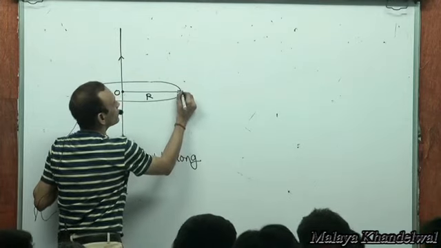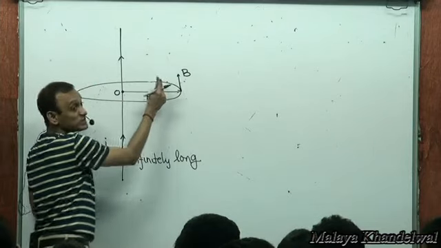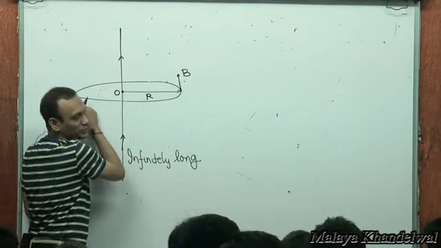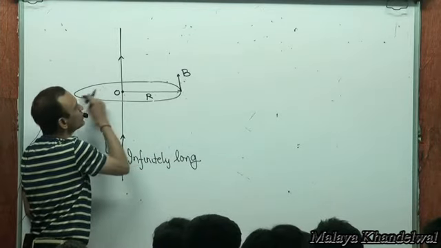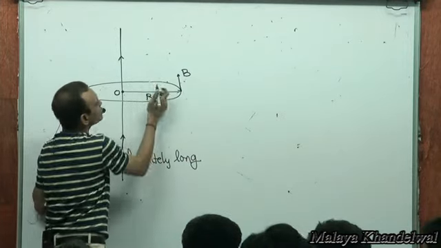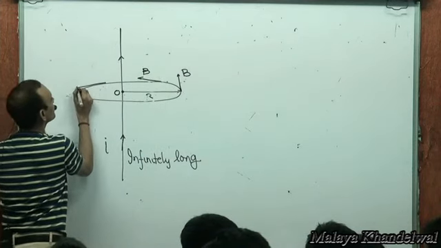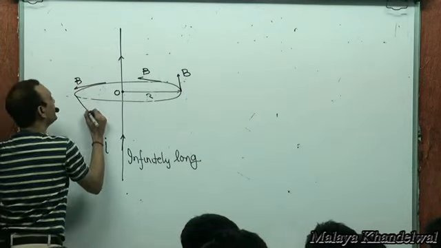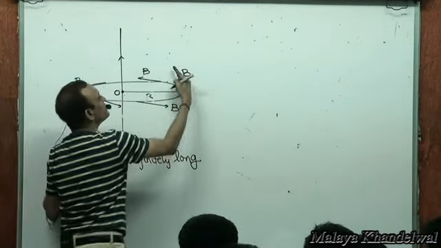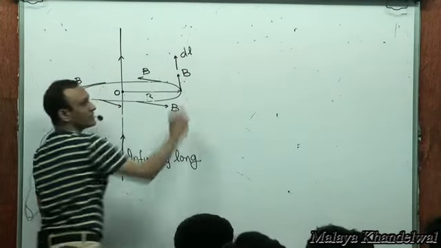So, first of all, from symmetry, the magnitude of B would be the same at every point because you can't distinguish between this point and this point. The wire treats all these points on the loop the same way. So the magnitude of B would be the same and the direction of B would all be along the tangent. That means all the B's would be along the dl's, yes or no? If B is along the tangent, the dl is also along the tangent, yes or no?